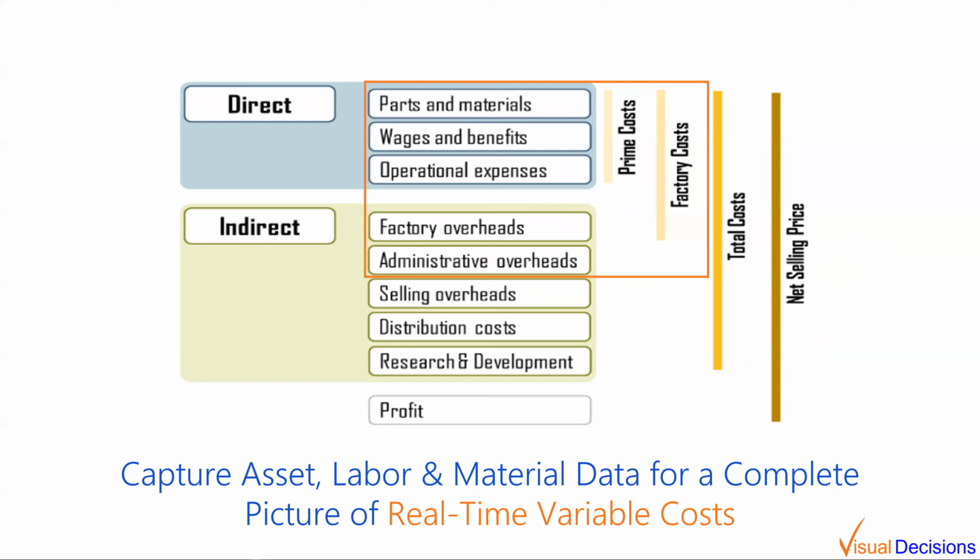So the parts and materials, the wages and benefits, the operational expenses of those direct employees that are actually making the parts, and operational expenses of running those machines and so forth, are those direct costs that we want to manage and be able to look at for the business. Some of the things like the factory overheads and so forth are good to know, and we may include some of those things within this analysis, but for the most part, we really want to focus on those direct costs.